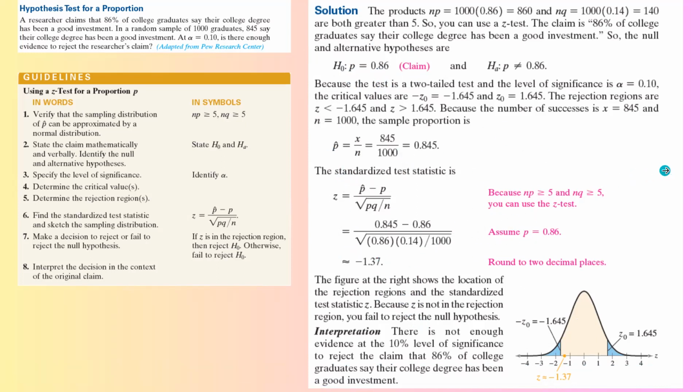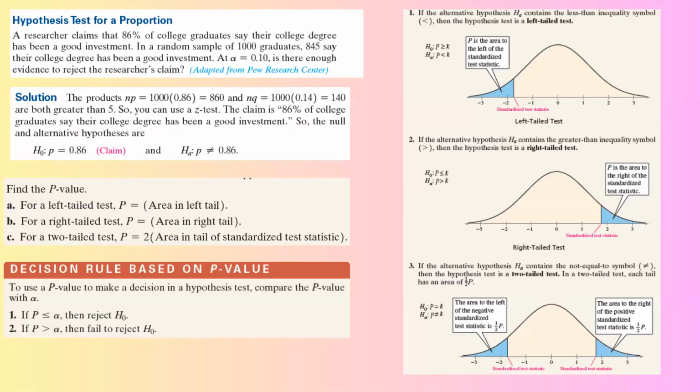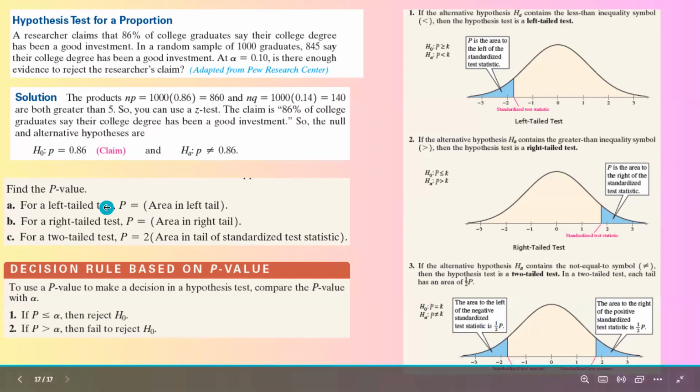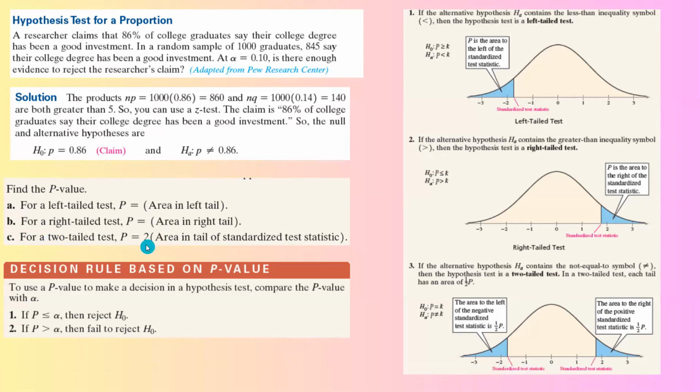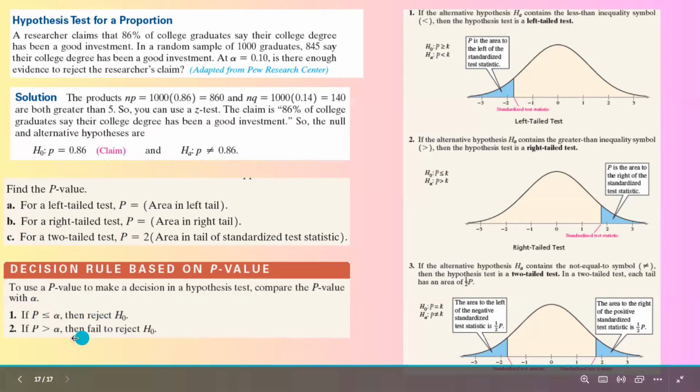Now, I expect you to ask, how do I use the probability, the p-value? First of all, here you have a two-tailed test. And you have a two-tailed test to find the p-value. P-value is 2 times the area in the tail of the standardized test statistic. If p-value is less than or equal to alpha, you're going to reject the null. Otherwise, you're going to say that, hey, we support the null. Let us take a look at our calculator.